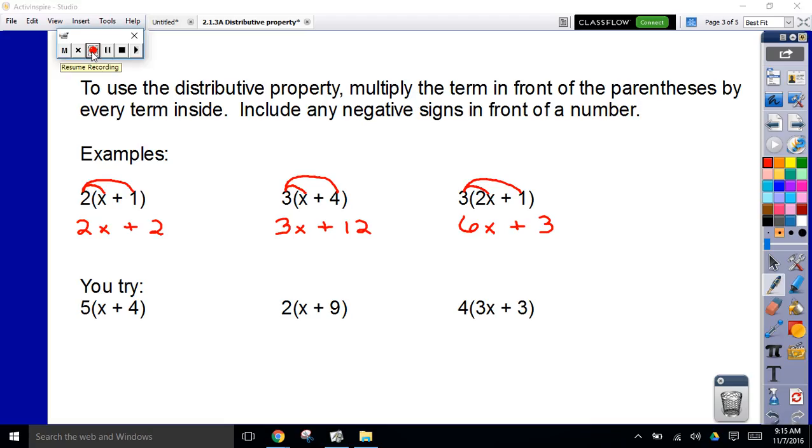Olivia, number 1. 5x plus 20. Good. Next example, Hillary. Good. 2x plus 18. And the last example, Haylin. 12x plus 12. Good. Excellent. Any questions about those 3? Okay, let's go on to the next page.